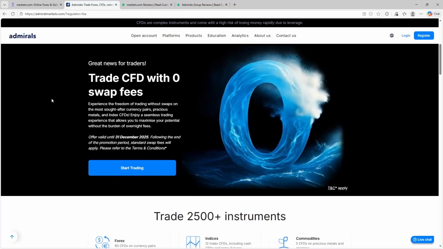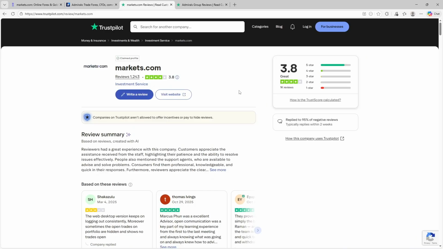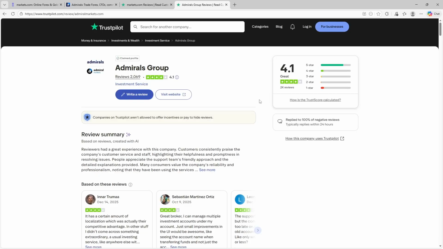In terms of user feedback, Markets.com currently holds a Trustpilot rating of 3.8 out of 5 based on 1,243 reviews, while Admirals holds a Trustpilot rating of 4.1 out of 5 based on 2,069 reviews at the time of recording. Ratings are subject to change, vary by region, regulator, and account type, and may reflect individual service interactions rather than overall platform performance. Viewers should always verify the latest data directly on Trustpilot and read recent reviews for context before making any trading decisions. Final takeaway.